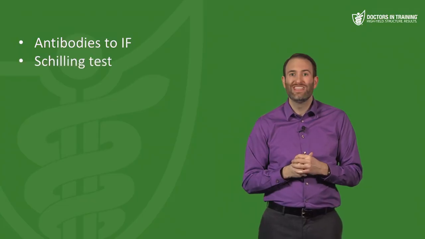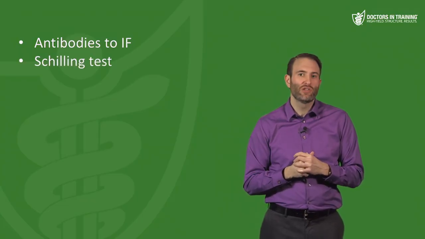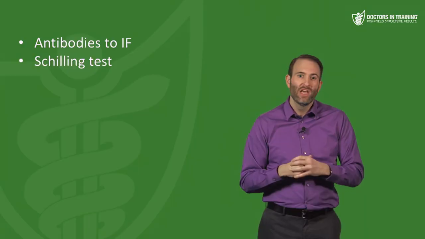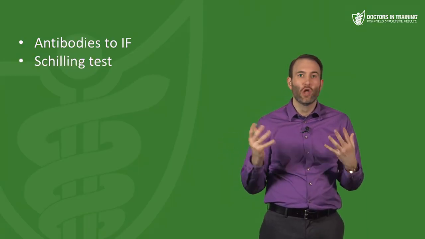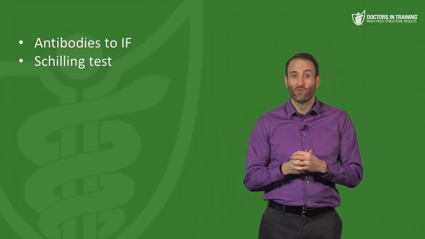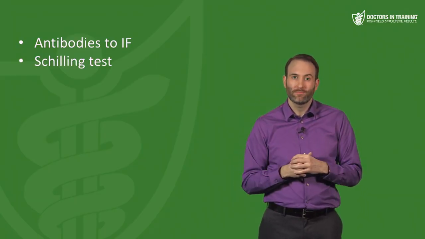Also, you can perform what's called the Schilling test. So this is where you actually give a patient radio-labeled B12, and then you test to see how much shows up in the urine. If the urine B12 is lower than you should expect, then you might have an absorption problem because it's not going through your body.